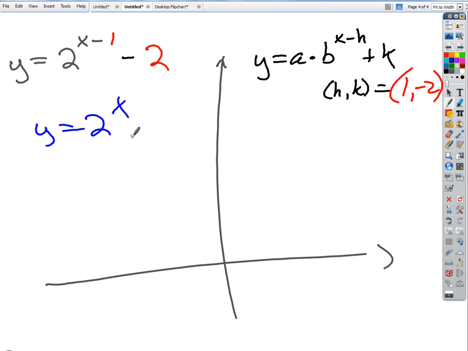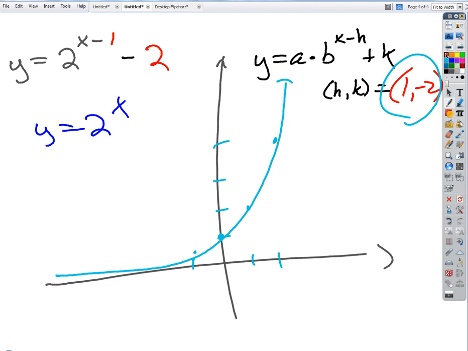Okay, so let's graph it in light blue first, and then we'll translate it to get the final result. So what's that going to look like? We've done this one, right? What's a? 1. Okay, so it's going to go through the point 0, 1. Scoot over 1, it's going to double. Scoot over 1, it's going to double. And so we get something basically like that, right? But what do we have to do? We got to go right 1 and down 2. So let's take this point. It's going to go this way 1, and it's going to go that way 2. So that point ends up there, right?